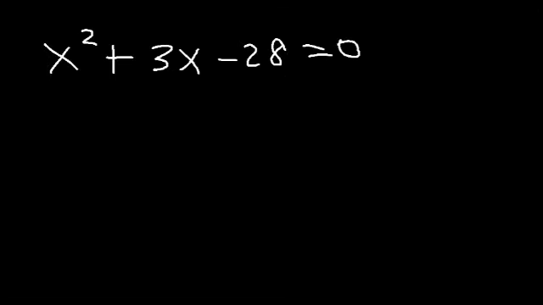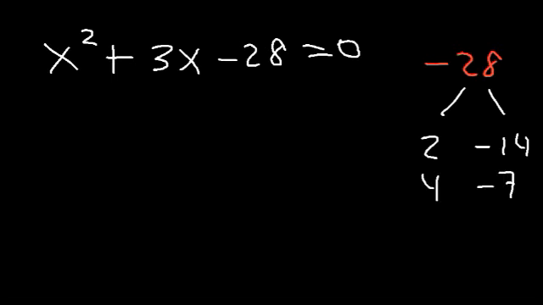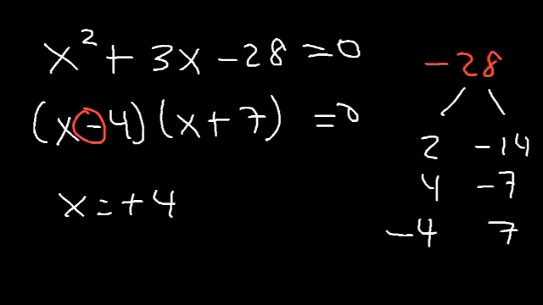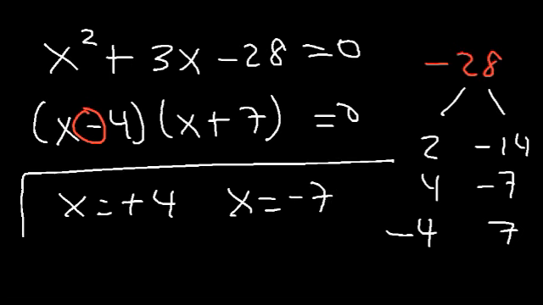Try this one. x squared plus 3x minus 28 is equal to 0. So what two numbers multiply to -28 but add to 3? We have 2 and 14, and 4 and 7. 4 and -7 adds up to -3, but -4 and +7 adds up to +3, and still multiplies to -28. So it's going to be x minus 4 times x plus 7, which means that x is equal to +4. You need to change the sign. And x is equal to -7. So that's the solution to the equation.